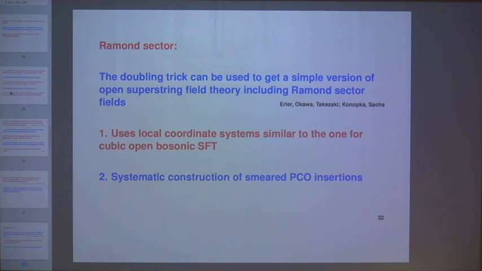What about the Ramond sector? So what one finds is that the doubling trick that I described earlier can be used to get a simple version of open superstring field theory, including the Ramond sector fields. This again uses local coordinate systems that are similar to the one for cubic open bosonic string field theory. And there is a fully systematic construction of smeared PCO insertions.